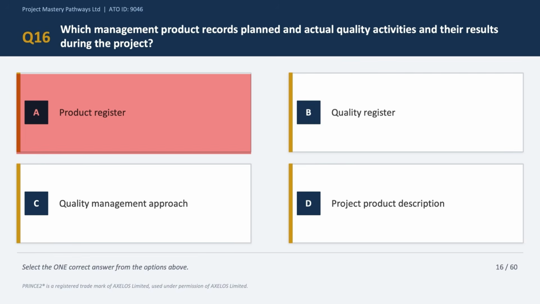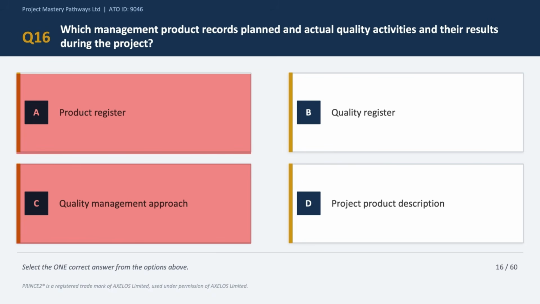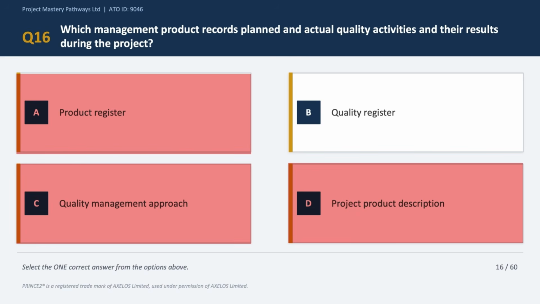Option C says quality management approach. Now the quality management approach defines the strategy for quality. It defines what will be done, not what has been done, right? So option C is incorrect as well. Now option D says project product description. Now this describes the overall project product and its quality specifications. It does not record actual quality activity results, okay? So we can eliminate option D as well.